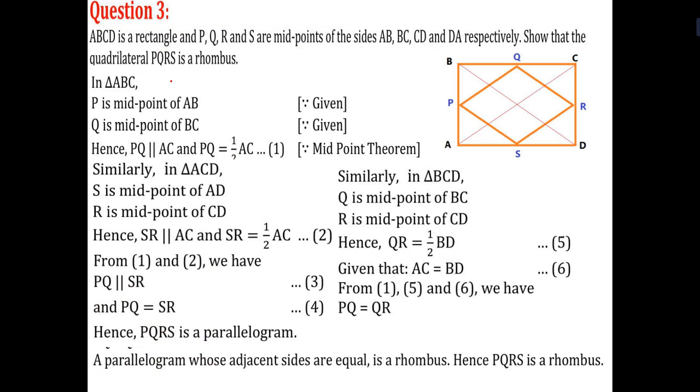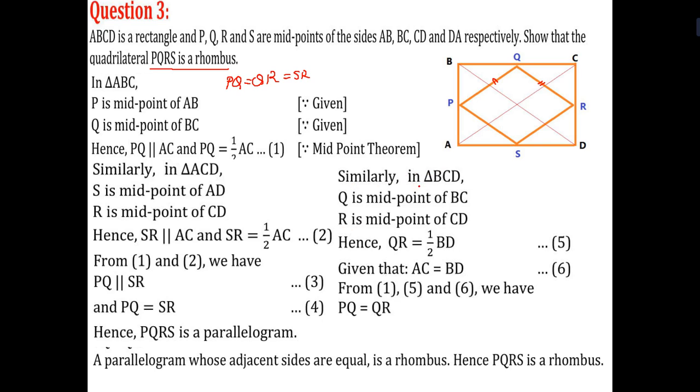Now what do we have to prove? Already we proved that PQRS is a parallelogram. Now what we have to prove? PQRS is a rhombus. So if we prove that PQ is equal to QR, then already PQ is equal to SR, so three sides are equal, so all four sides are equal and we can say it is a rhombus.